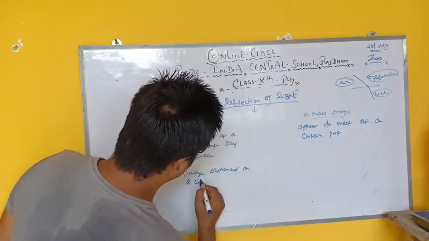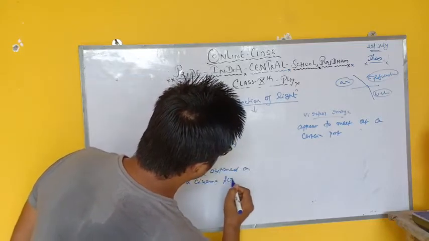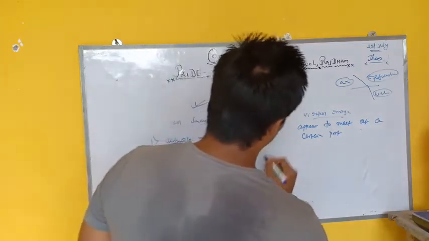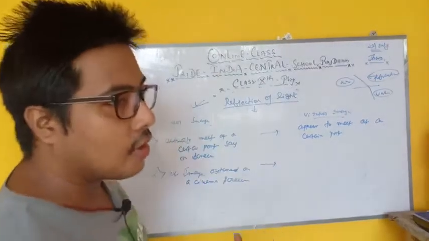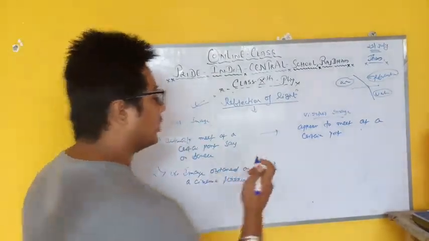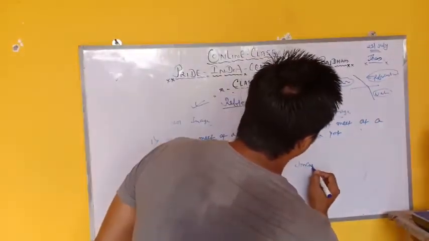Obtained on a cinema screen. In this, if I say, what is this? The image formed in a plane mirror is always a virtual image.